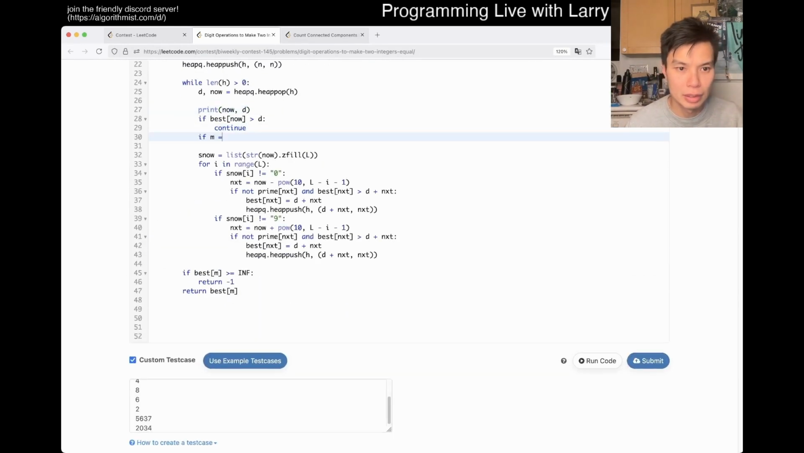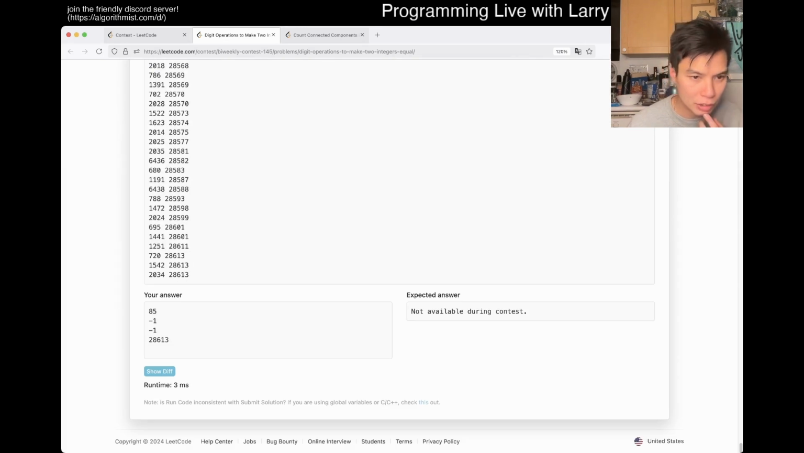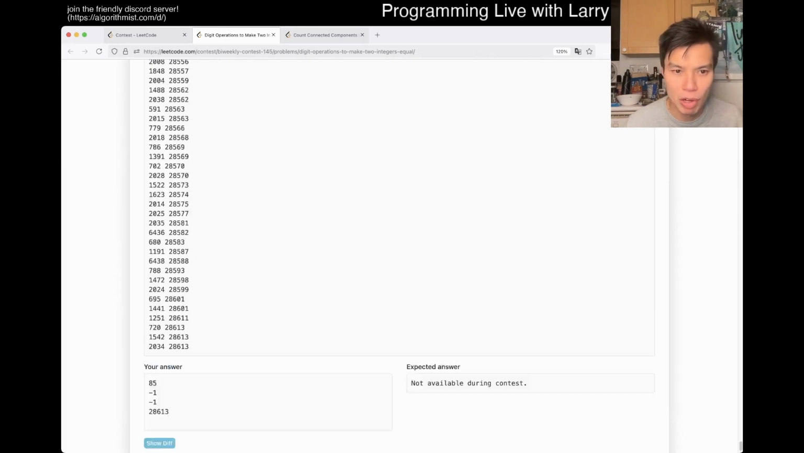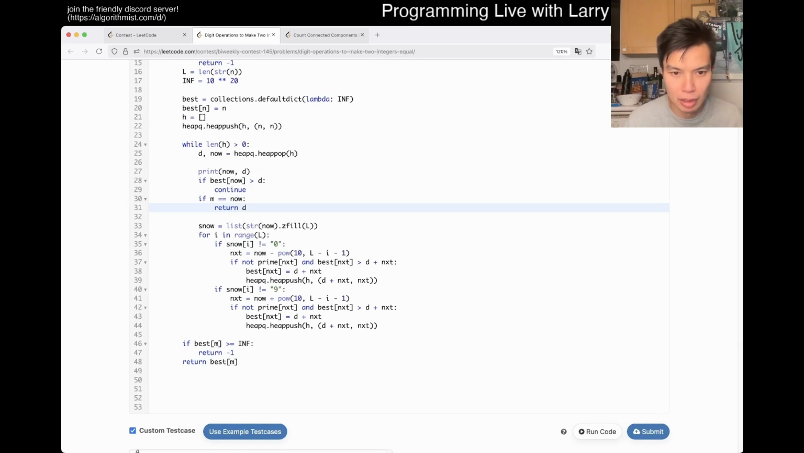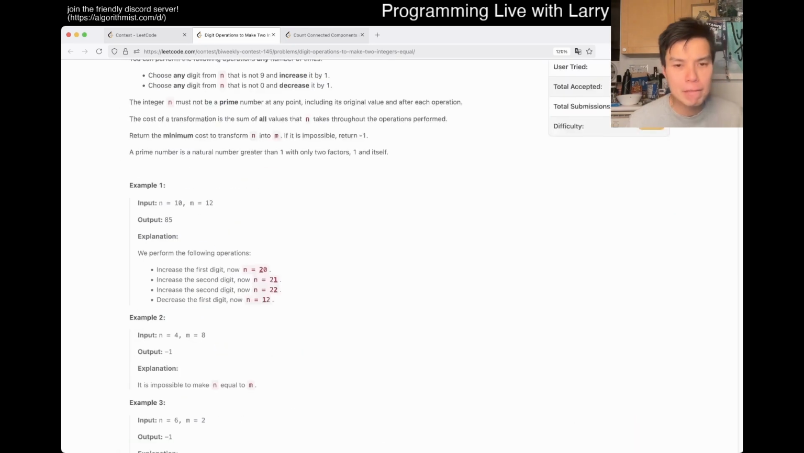If m is equal to now, then we just return d. At least there should be fewer things to print. So our answer is better than their answer, which means that there's something wrong with the implementation usually. Well, that is the case when you get a wrong answer, I suppose. But even beyond that, d plus next. Am I off by one? No, that's fine. What am I doing wrong? What am I off by?